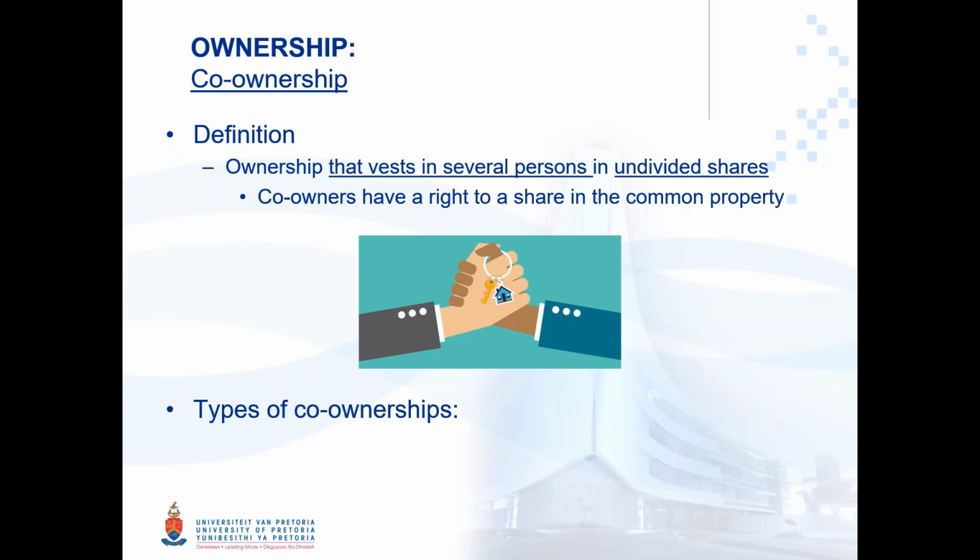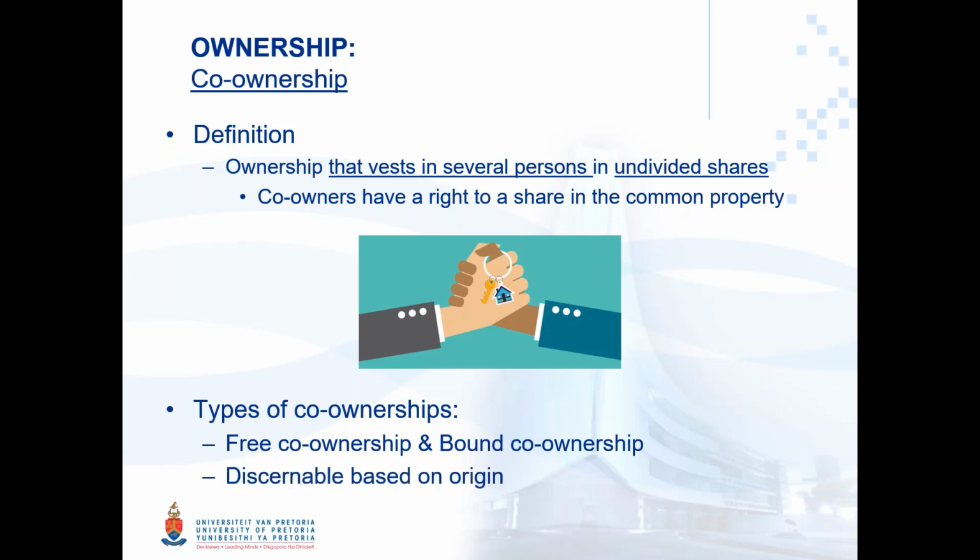Now, in common law, there are two types or subcategories of co-ownership which are distinguished based on how the co-ownership came into existence. The two subcategories of co-ownership are bound co-ownership and free co-ownership. As mentioned earlier, the distinction between these two categories lies in how the co-ownership came into being, more specifically, whether the co-ownership came into being as a result of a separate underlying relationship.